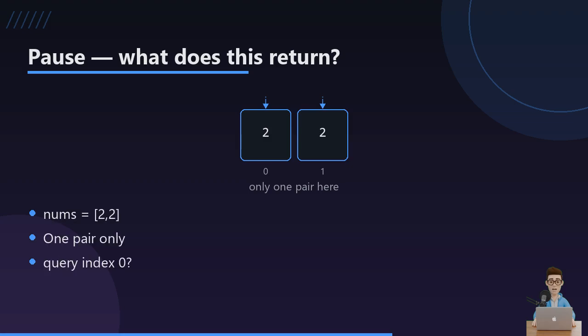Quick challenge before I show you. Take nums equals [2, 2]. There's exactly one pair, and query 0 asks for its GCD. Pause the video and predict the answer.